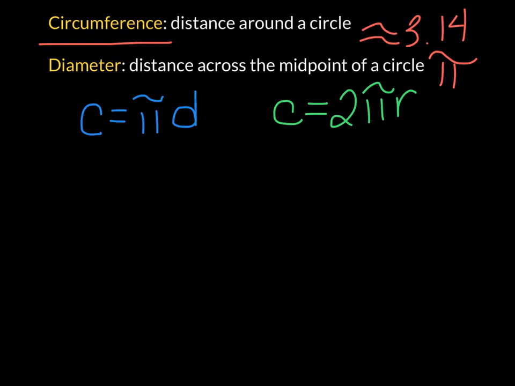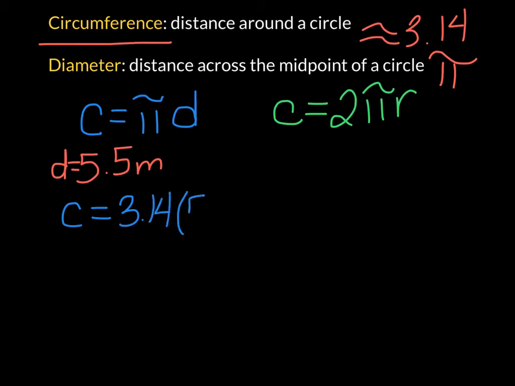So for our first example, we are given the diameter of a circle being 5.5 meters. So we'll just plug that into this formula. So we have C equals pi, which is 3.14, times the diameter, which is 5.5. So C will equal, when we multiply 3.14 times 5.5, we get 17.27 meters. So that would be the circumference of this given circle.